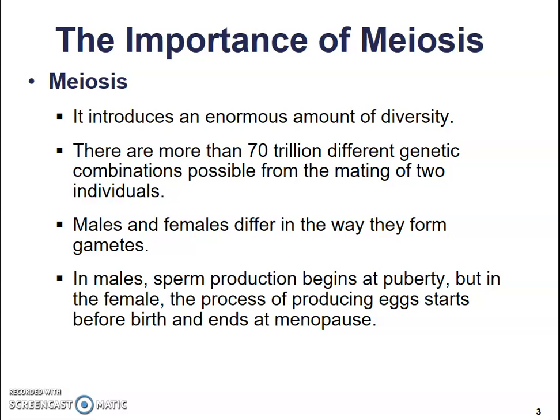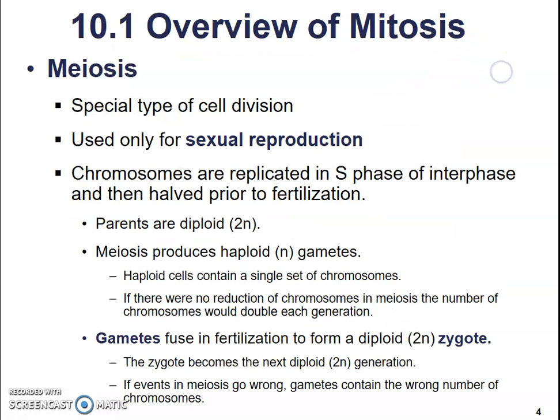Males and females differ in the way that they make their gametes, which are sex cells. So in humans, those are sperm and egg. In males, sperm production begins at puberty, but in females, the process starts while we are still in utero, while we are still inside of our mother, and it ends when we hit menopause. So males produce sperm from puberty until they die. Just a little interesting tidbit there.